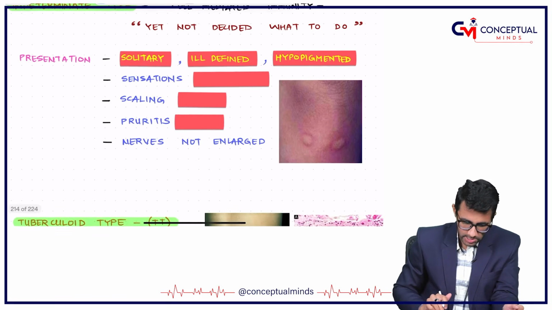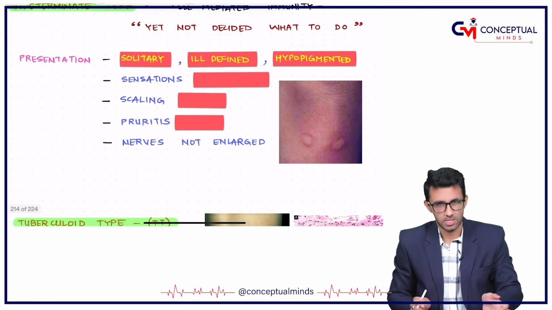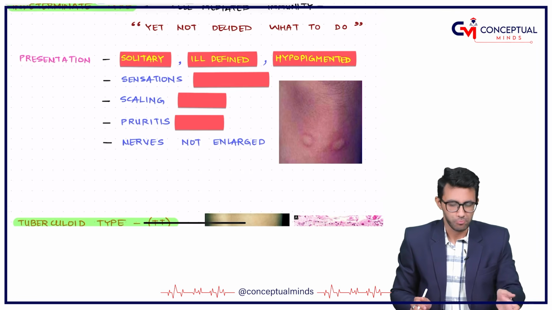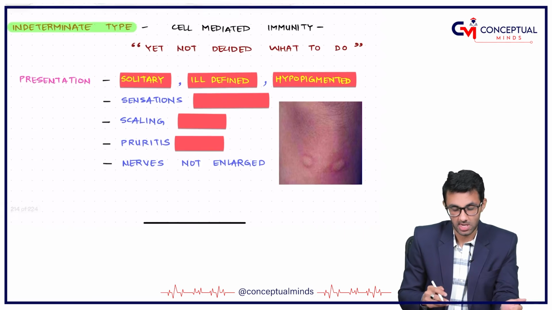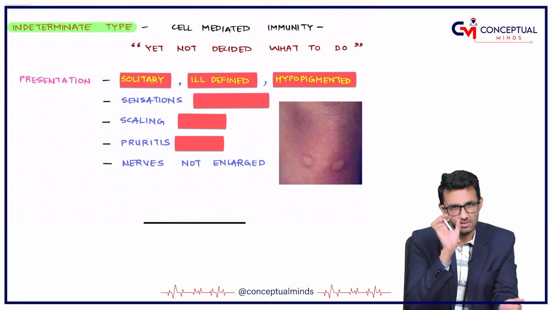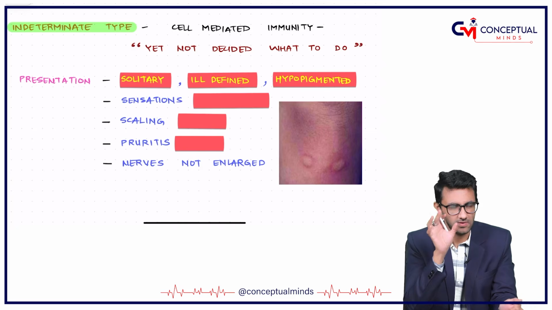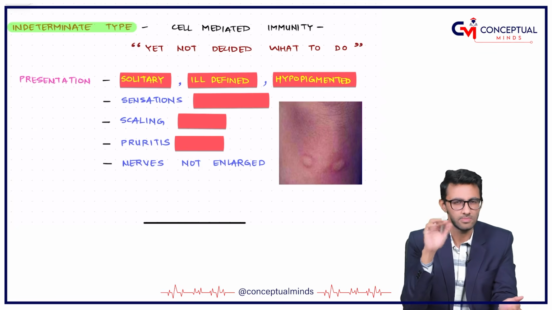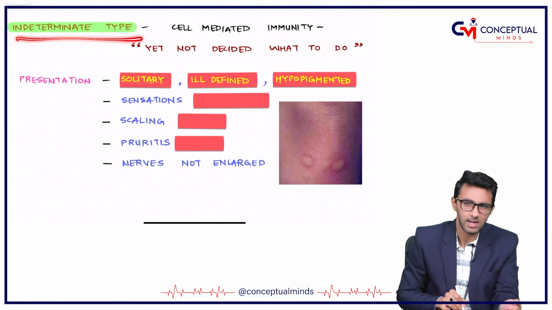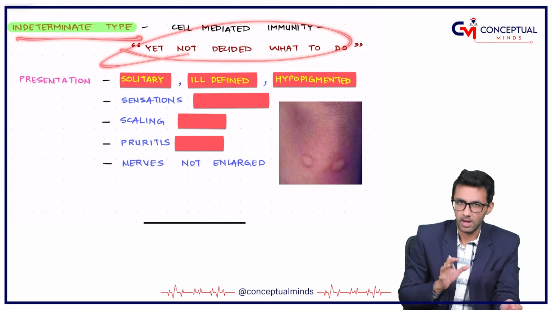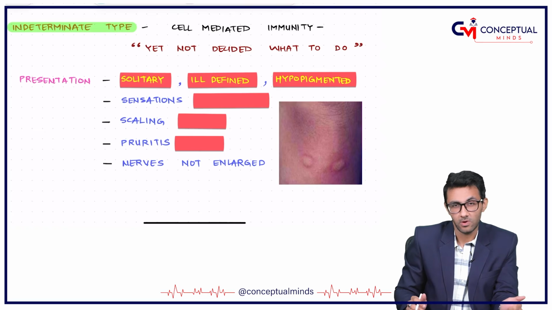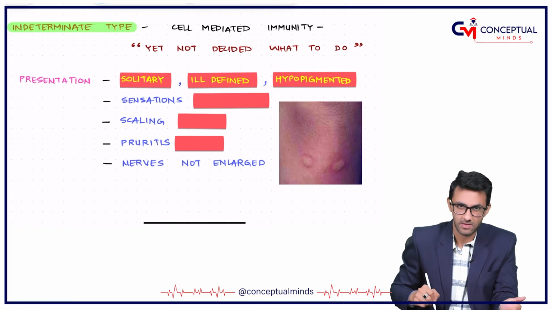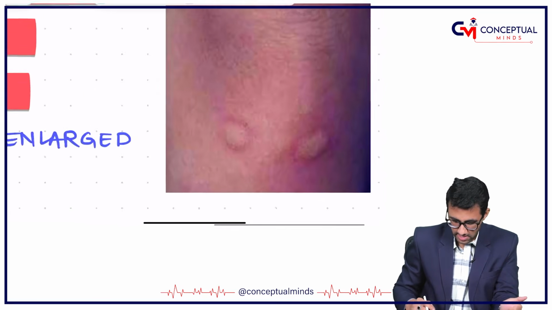Okay, how about the sensations? Do you think the sensations would be affected or not? Please make sure, when I'm asking you any questions, that you understand I must have given a hint in the previous part. We are talking about the indeterminate type. The body has not yet decided what to do. So the sensations would be normal. The sensations are normal if you touch these lesions.